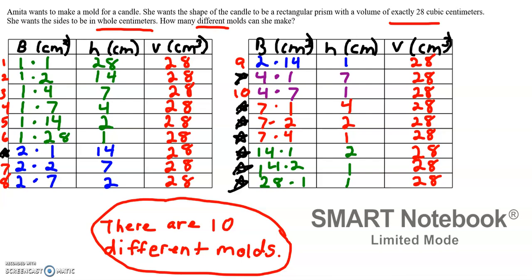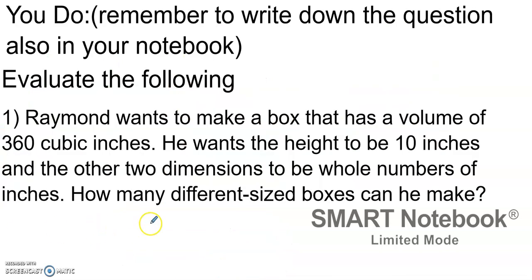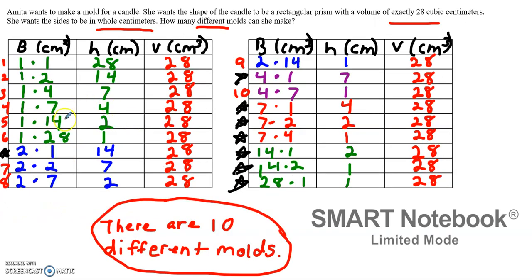Now that we have that in our notebook, I want you to try one on your own. The question is, Raymond wants to make a box that has a volume of 360 cubic inches. He wants the height to be 10 inches and the other 2 dimensions to be whole numbers of inches. How many different size boxes can he make? So it's the same setup. You need to draw a chart like we did here and go one by one. Start with 1 and move your way up.